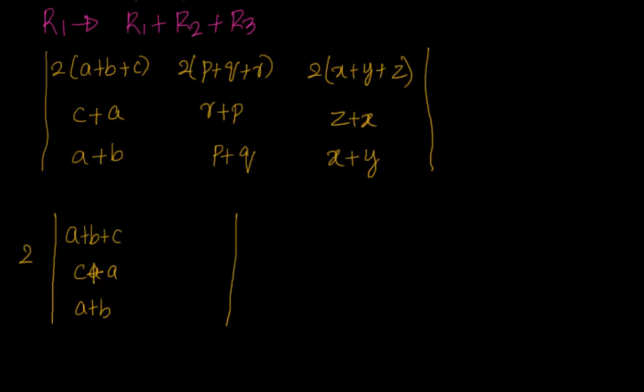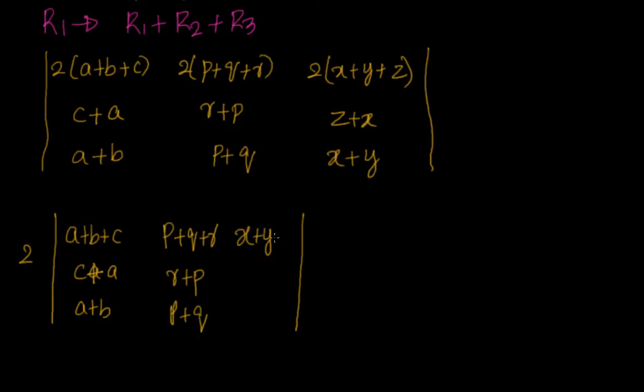I'll just erase this, I need a little bit more length. Then I'll have a plus b plus c. Oops, that's not a plus b plus c, it's actually p plus q plus r, and I have r plus p, p plus q. Then you have x plus y plus z, and x plus z and x plus y.